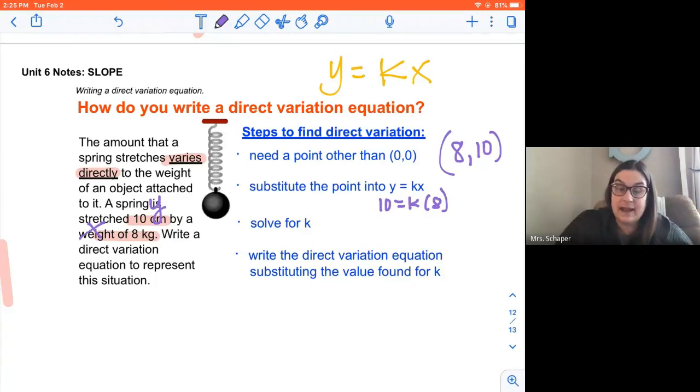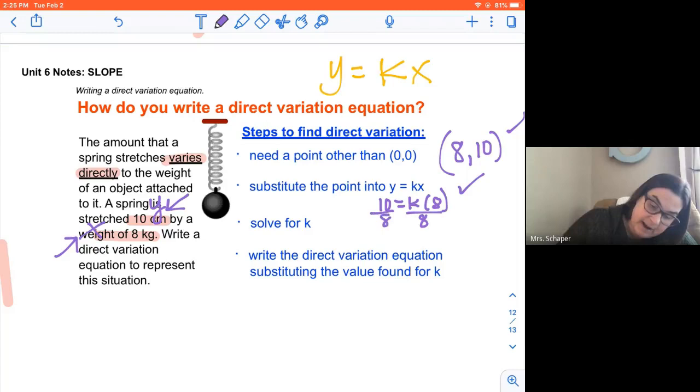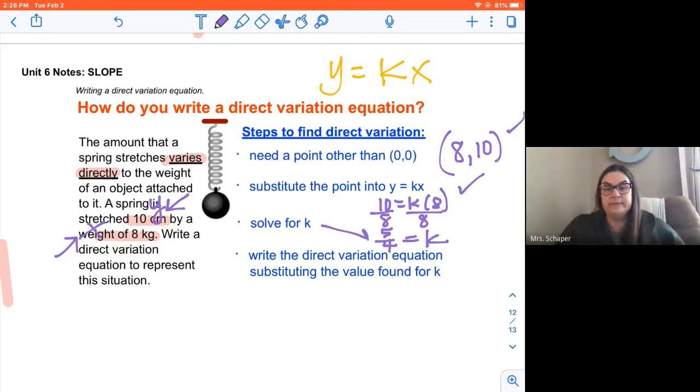The next step is to solve for k. Again, I identified that my dependent variable is the stretch, my independent is the weight. I filled those values in. I substituted them in for x and y, and now I'm going to solve for k. Pulling my equation solving skills back, 5/4 equals k. I just solved for it.